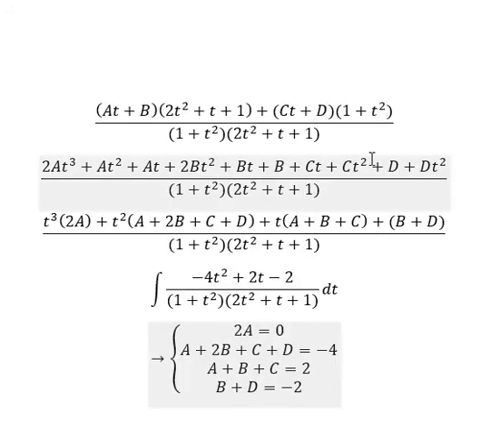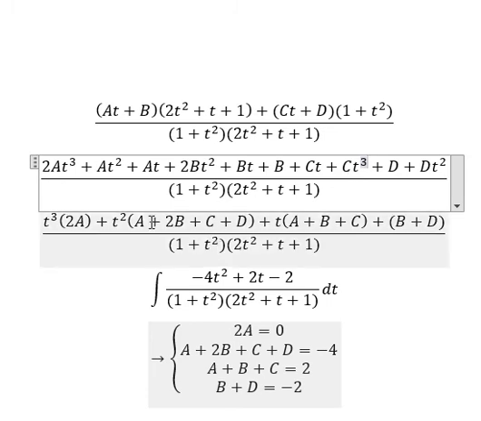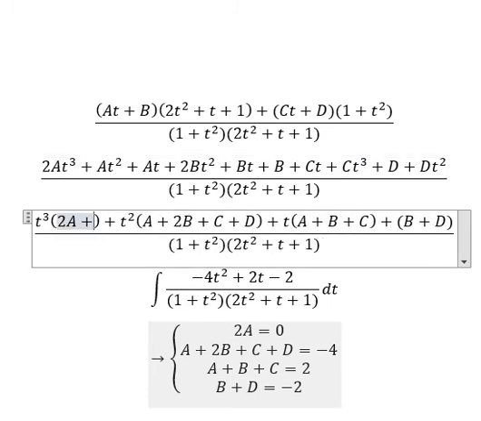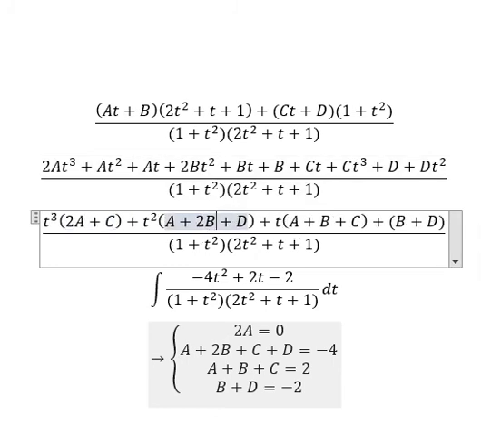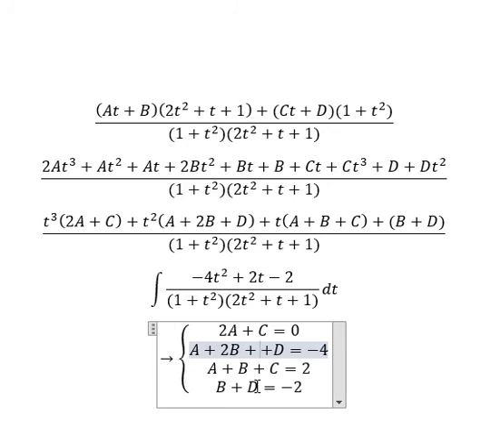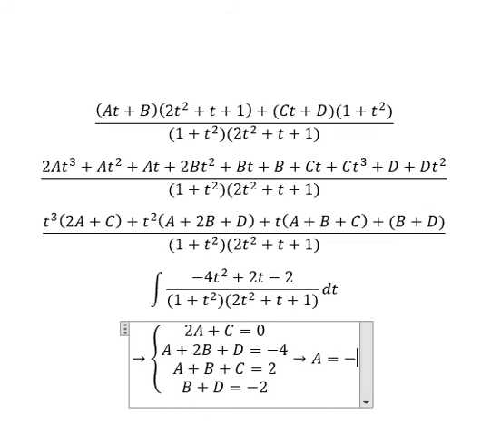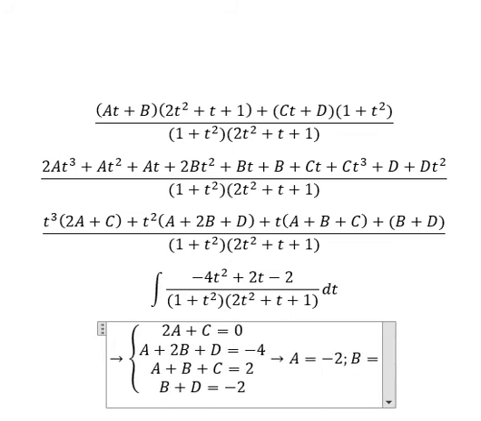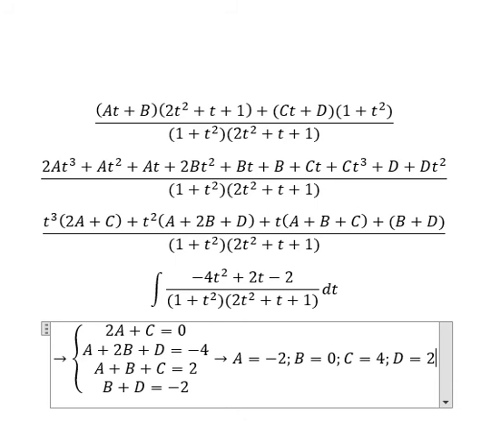I need to edit about this one. This is about ct to the power of 3, so we have c in here. So that is not the c square in here. So we just put it in here. So we got a equal to negative 2, b equal to 0, c equal to 4, d equal to negative 2.